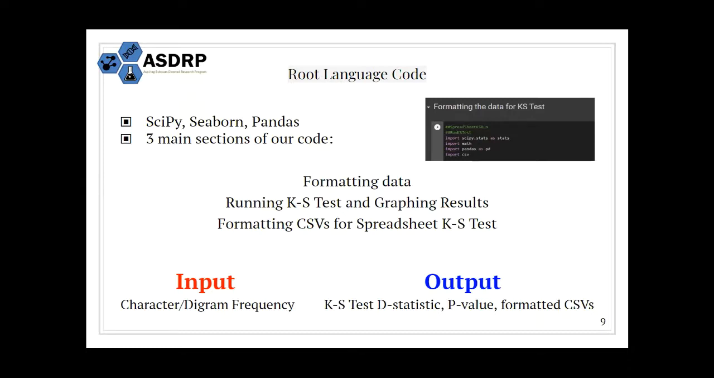The way we conducted our spreadsheet KS test is that the inputted character frequencies need to be in a certain format in order for the results to be produced. So an easier way for us to do this was to put the data through the code, and what would be outputted were the CSVs that we could copy and paste over to our spreadsheets for the KS test. In summary, what would be inputted into our code are two files, character and diagram frequencies of Voynichese and the language it's being compared to. And what would be outputted is the KS test's D statistic, p-value, and the formatted CSVs for our spreadsheets.